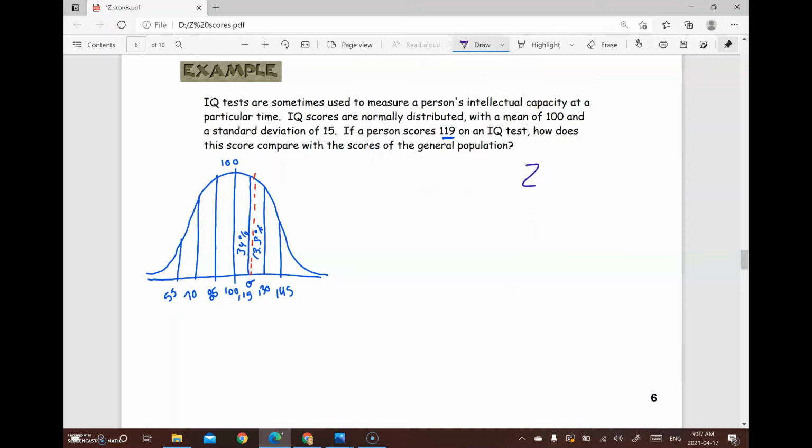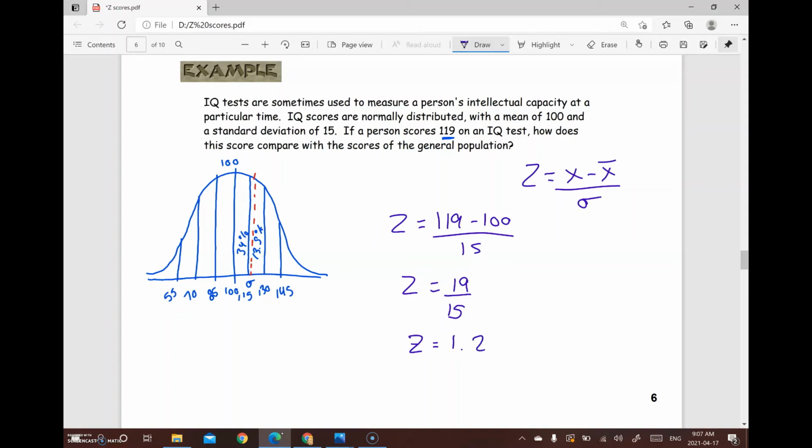So remember that formula, z equals your data, subtract the average, divided by the standard deviation. We're going to use that to figure out what the z-score is. I have 19 divided by 15, and that's 1.266, so I'm going to round that to 1.27.